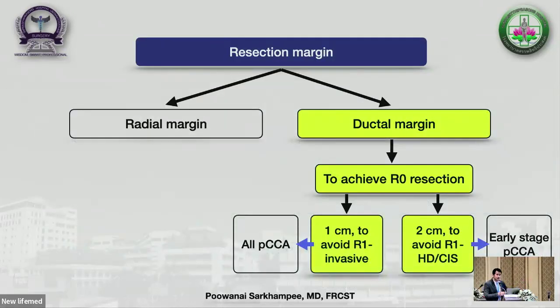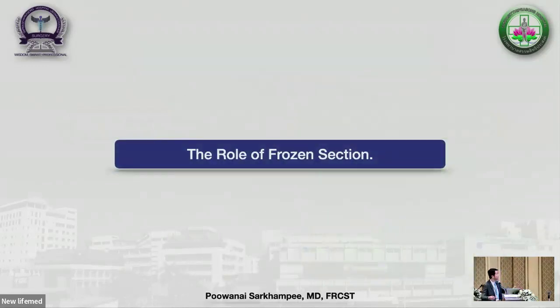Therefore, to achieve R0 resection in all patients with perihilar carcinoma, 1 centimeter is okay because you can avoid positive invasive carcinoma. But in early stage cancers, you must consider carcinoma in situ and high-grade dysplasia, for which 2 centimeters is needed. But 2 centimeters is very long, right? Therefore, there are some methods to help us decide the resection line and evaluate the margins. So the question about frozen sections: is frozen section beneficial in patients with perihilar cholangiocarcinoma?